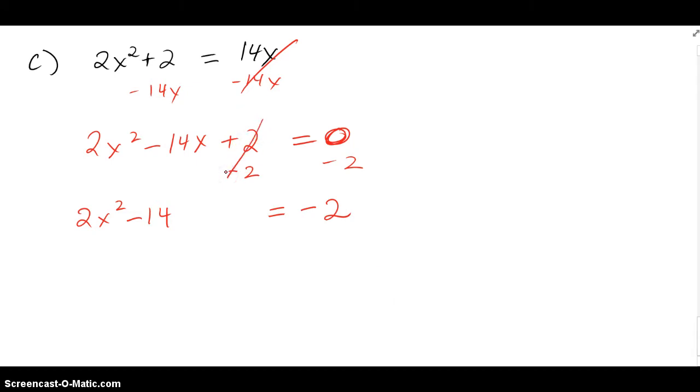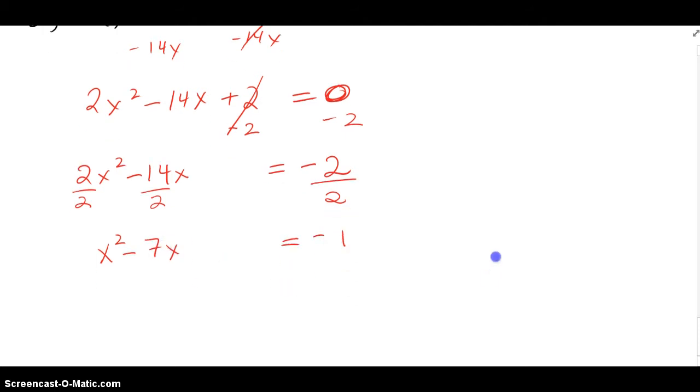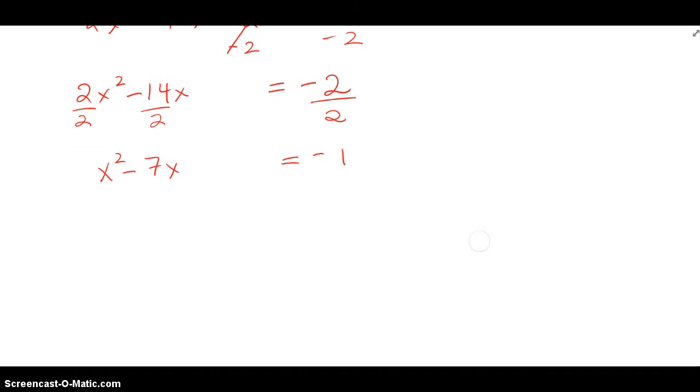So these are gone. Now the leading coefficient is not 1, so I have to divide everybody by a 2. That's going to give me x squared minus 7x equals -1. So now I'm ready to do the half business.